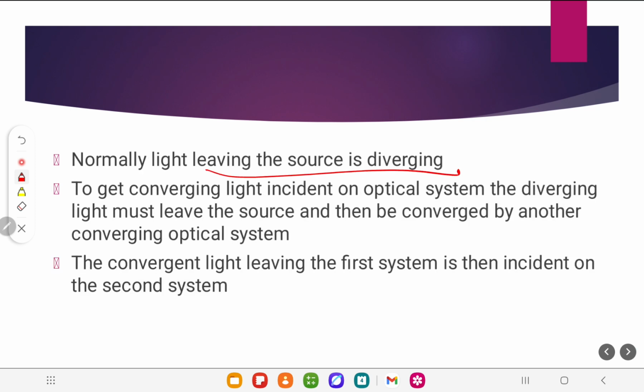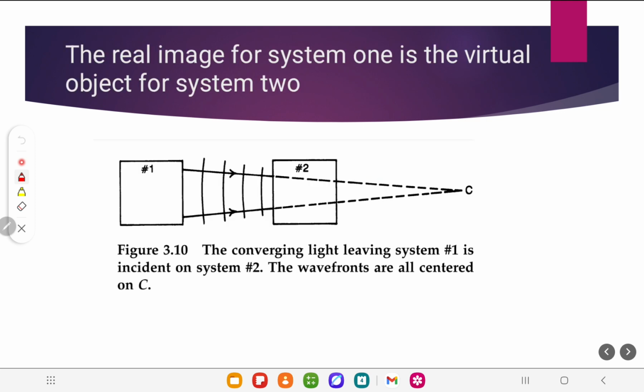So this is what you can pause and read. That's how it is with the lens and the cornea in our eyes too. This is how the real image of one system becomes the virtual object of the other system. Our eyes work exactly like this.